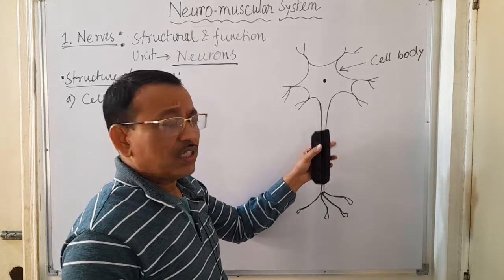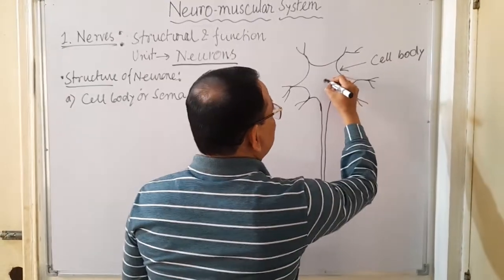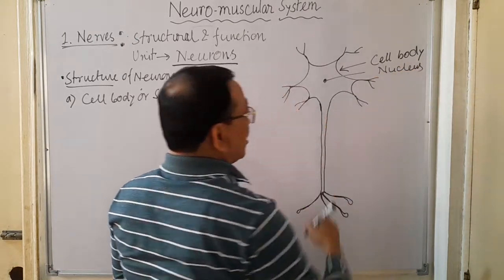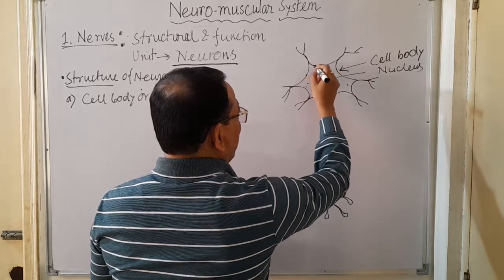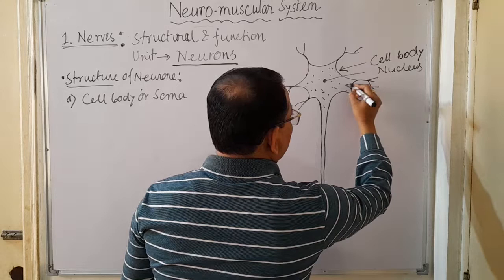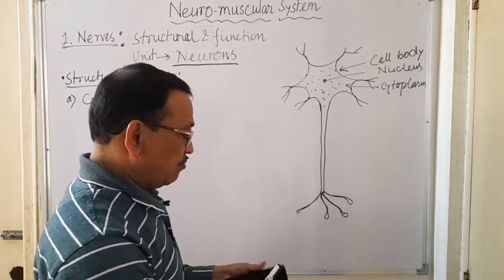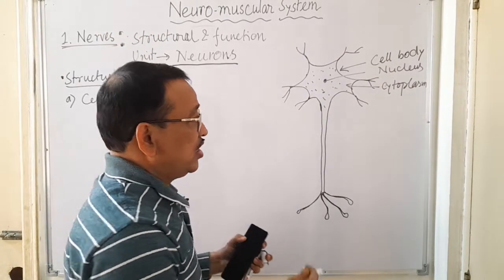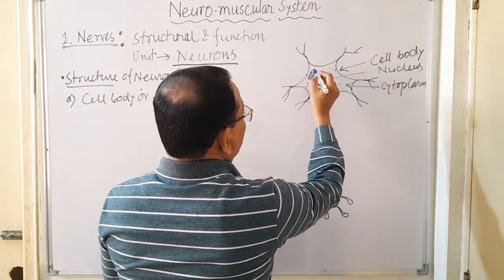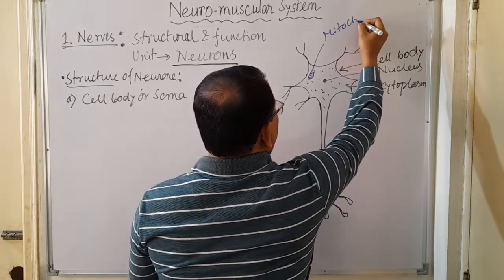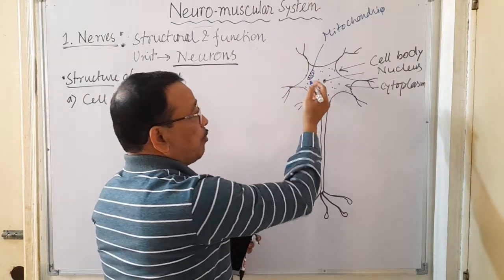We'll talk about those multiple processes, but regarding the cell body first, as a cell it has a nucleus. This is the nucleus of the cell body, and as it is a cell, obviously there will be the cytoplasm. This is the cytoplasm of the cell body. Within the cytoplasm there will be some cell organelles. The most important cell organelles are, for example, the mitochondria. So within the cytoplasm, one important organelle is the mitochondria.